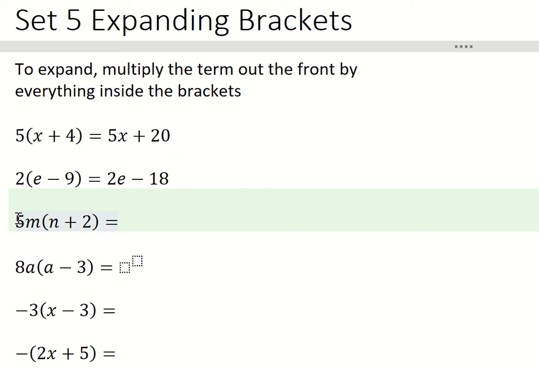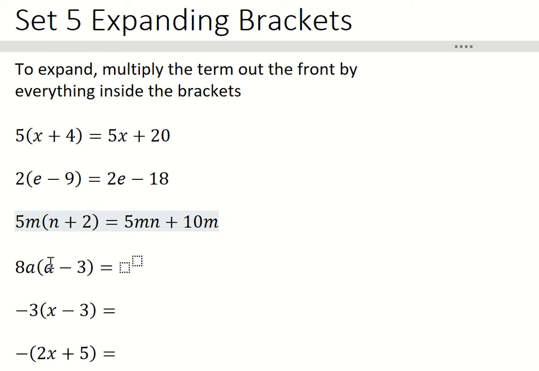Alright, now we have 5m out the front, so we're going to times 5m by the n, and then we're going to times 5m by the 2. So 5m multiplied by n gives me 5mn, and 5m multiplied by 2 gives me 10m, because 5 times 2 is 10, so 5m times 2 is 10m.